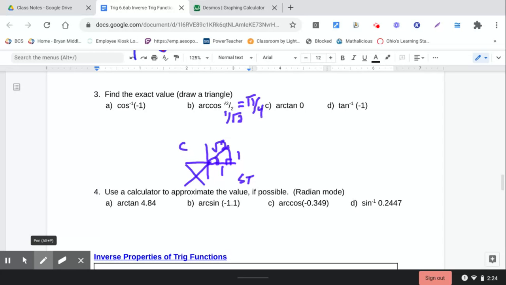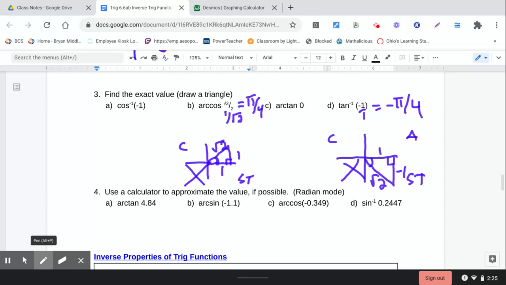All right, let's skip over to D. I want to do that one next. So we're never going to draw in the third quadrant. We're thinking about CAST. This is tangent, and it's negative. So you're going to draw this triangle in the fourth quadrant. We have opposite and adjacent. And we recognize that that is a negative 45 degree angle. So negative pi over 4.